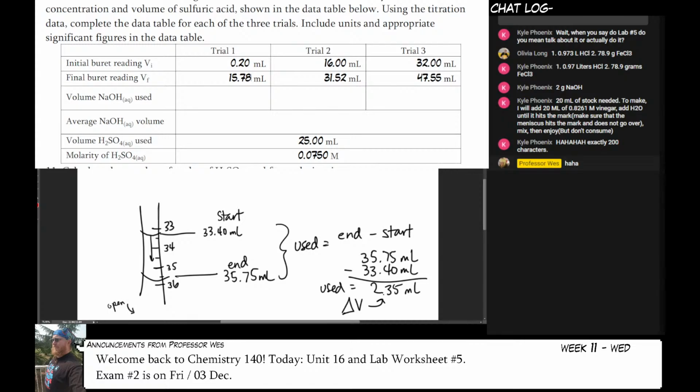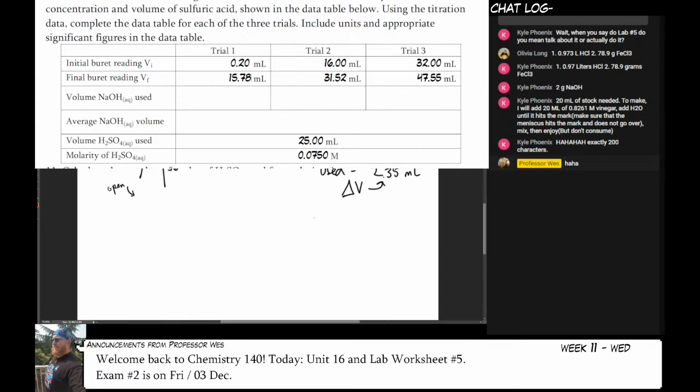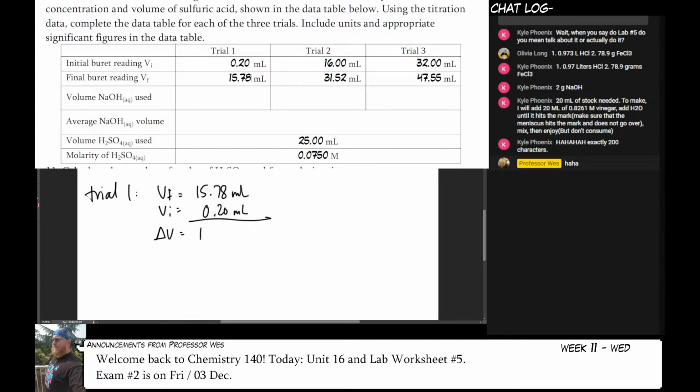So we can do that on the screen. So for trial 1, the final volume was 15.78, and the initial was 0.20. So that's how much was used. All right. What was this? When you look in the data, you can see that this was sodium hydroxide.